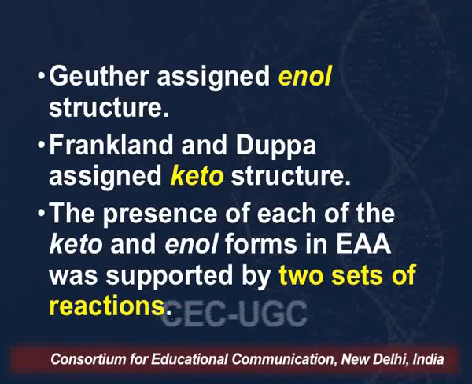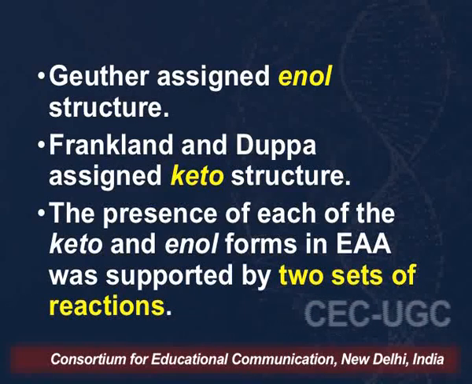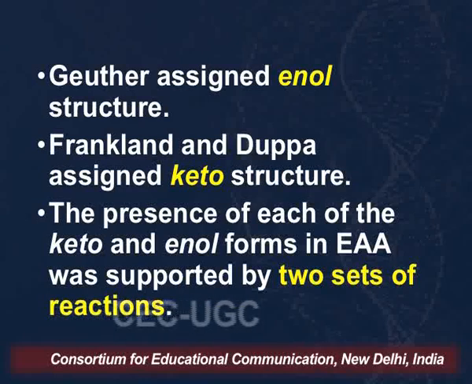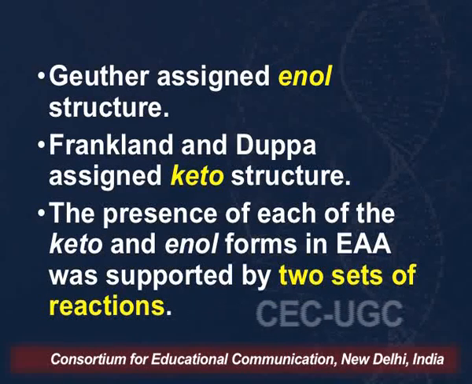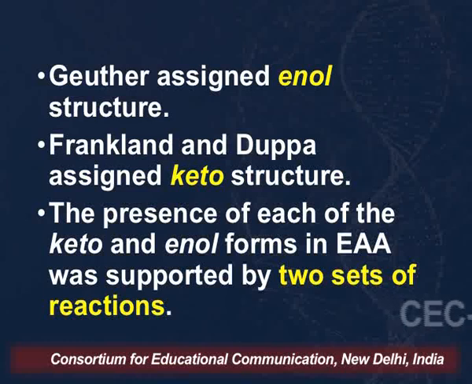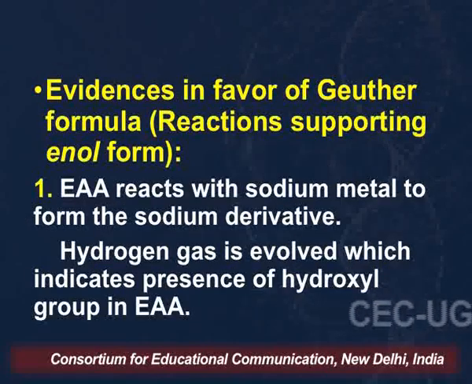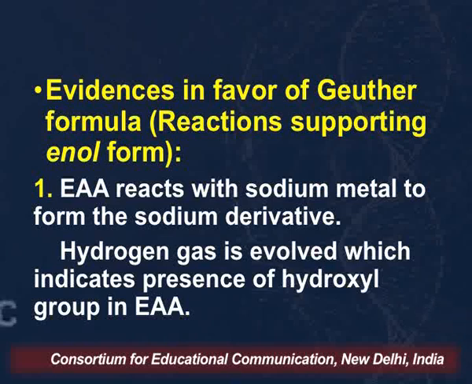So that means now both of them had to prove that the structures which they had proposed were correct. That is, they had to give evidence to support that the structure which they had given was correct. So two sets of reactions were proposed. One was in evidence of the Geuther formula, that is, reactions supporting the enol form.